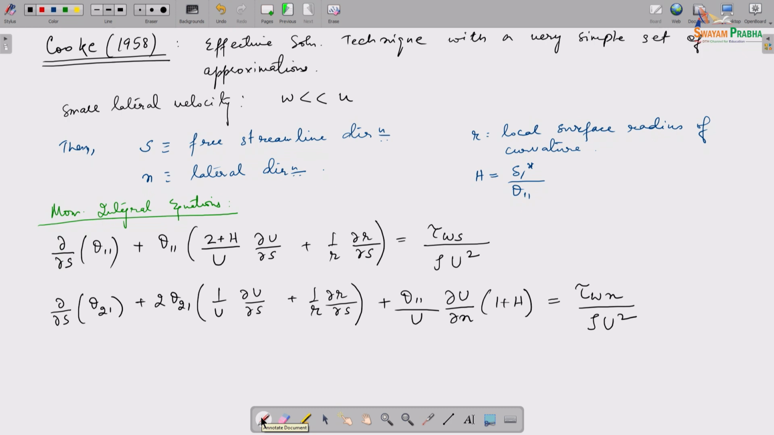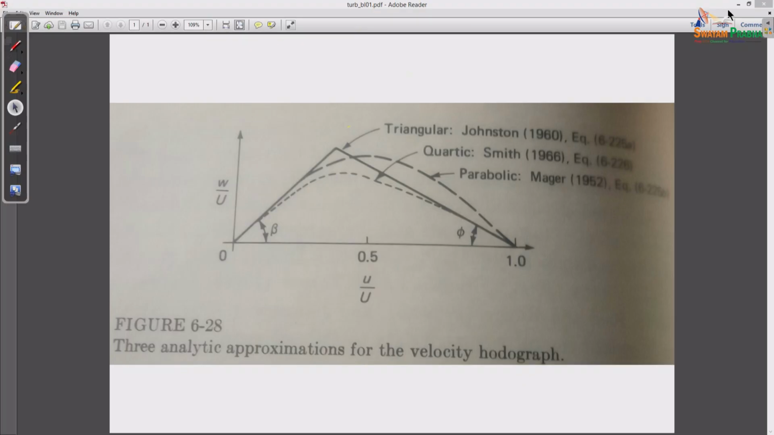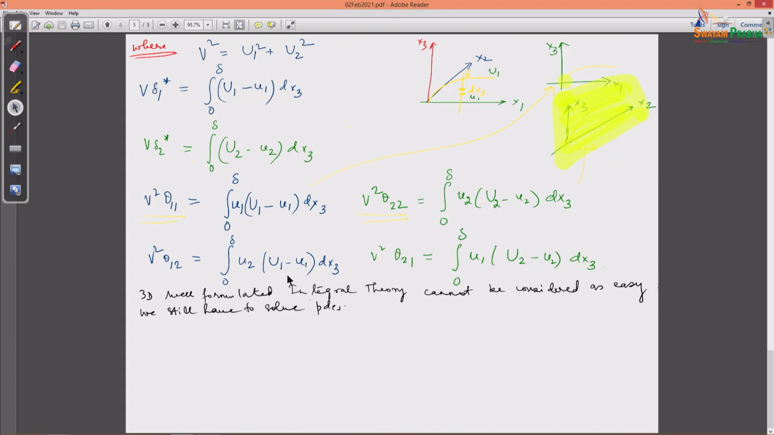So, once I do this, the moment I assume that w is very small compared to u, right. So, these are the integral equations. So, this is how they get transformed from what we have developed earlier, right. And the other three integral thicknesses have negligible effect. So, the only two that we are looking at is theta 1 1 and theta 2 1. Let us just go back to what we did last time. Okay. Right. So, right now what we are using is theta 1 1 and theta 2 1.